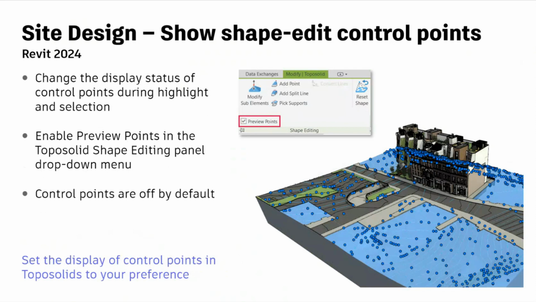You can also preview the display of the topo solid control points during a pre-highlight and selection. So you can turn off the display of points and toggle if you experience some performance issues, especially with those large sites or contours. The toggle tool is available as a drop-down panel in the shape editing tool, but the points will always be accessible when you edit the topo solid using the modify sub-element tool.